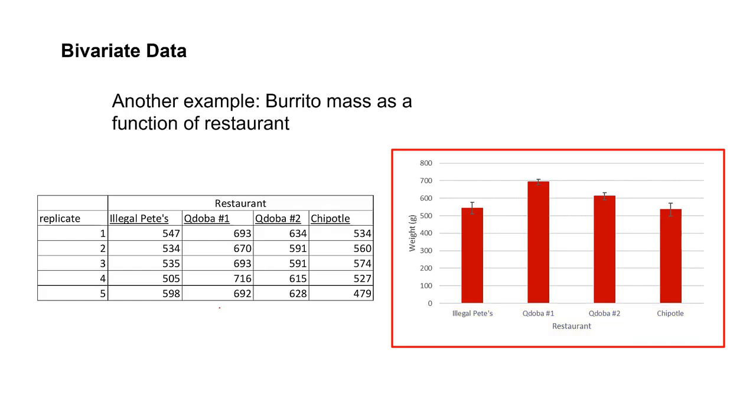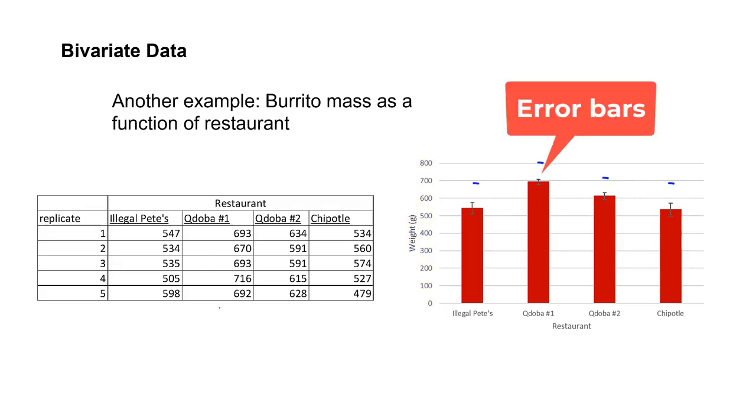We have the categories here, the different restaurants, and then on the y-axis, we have a continuous variable. And that's the average weight that I'm plotting in this bar plot. Those bars, by the way, are known as error bars, and they show you the variability among replicates at each of those restaurants. So this is another example of bivariate data.